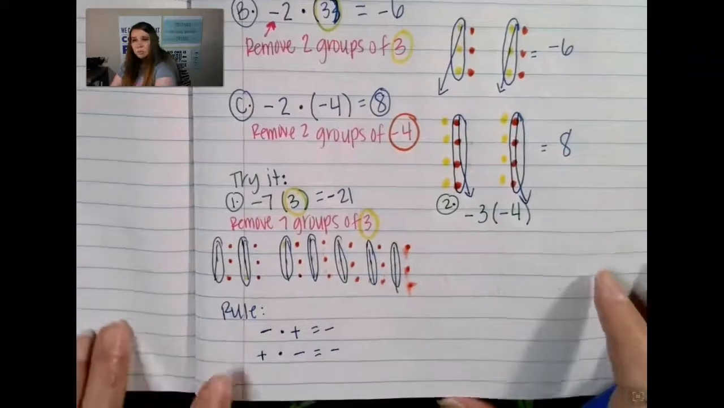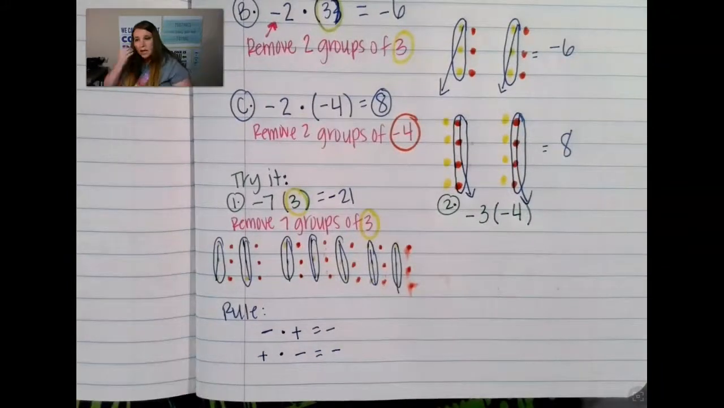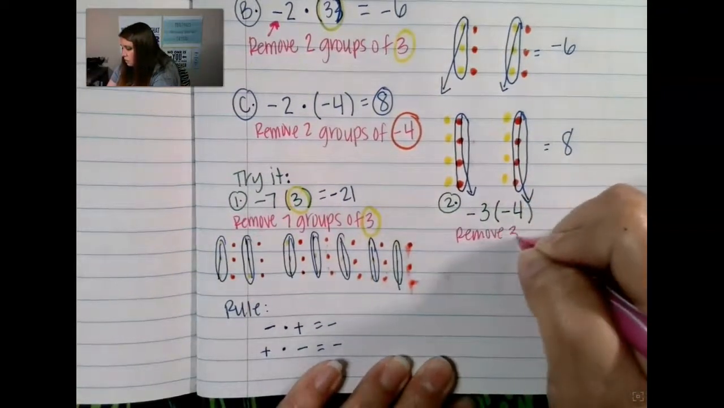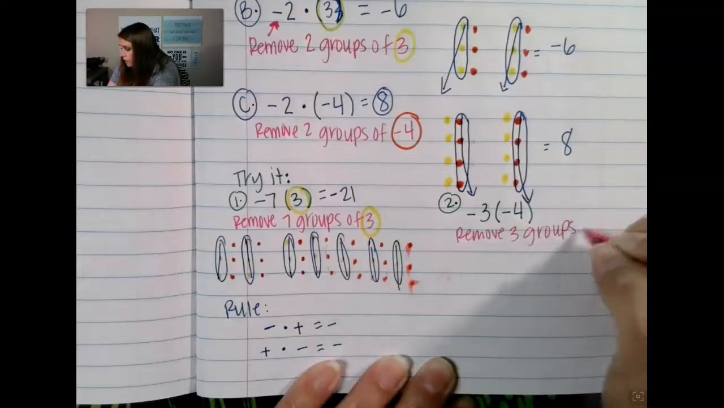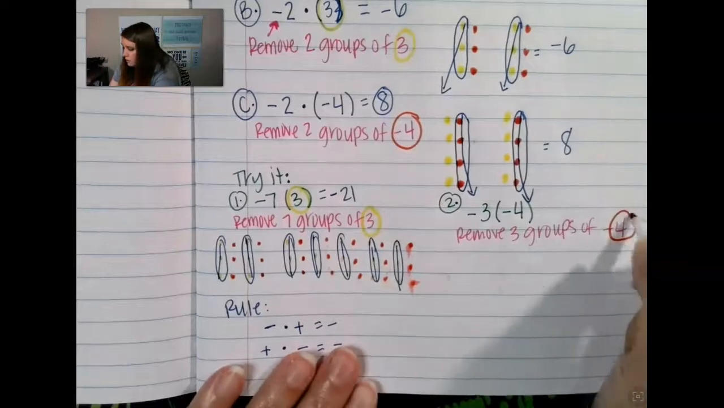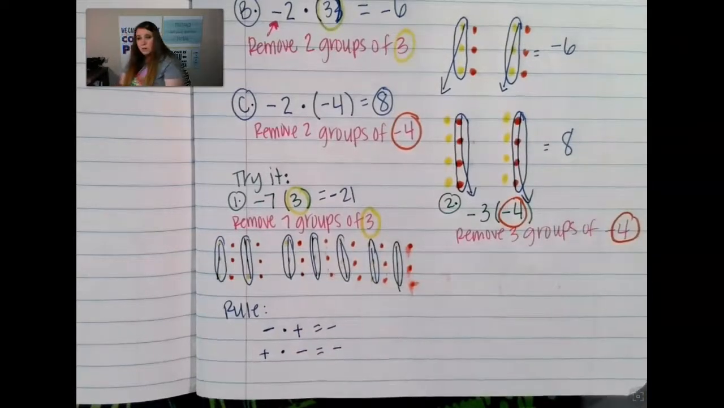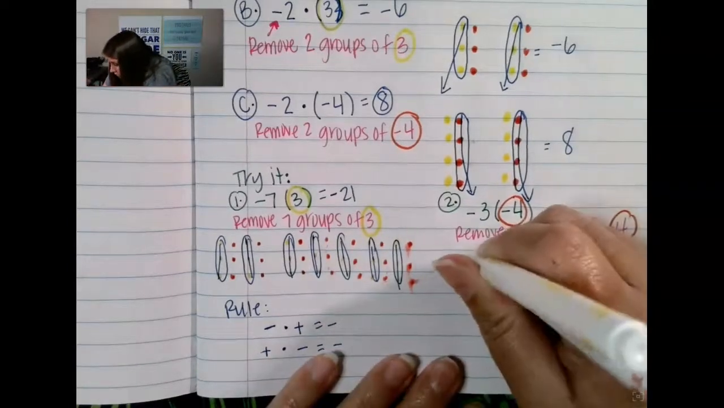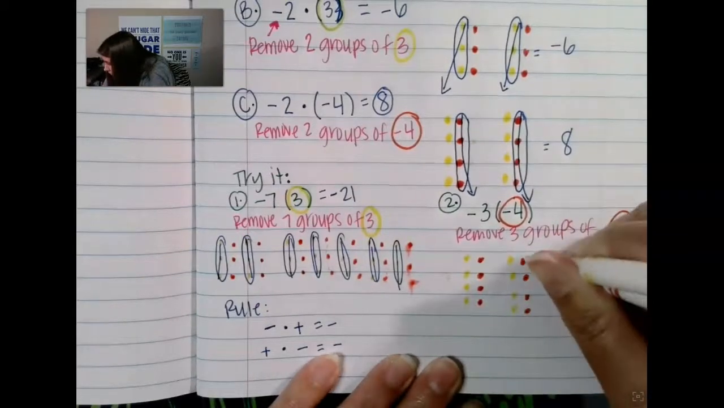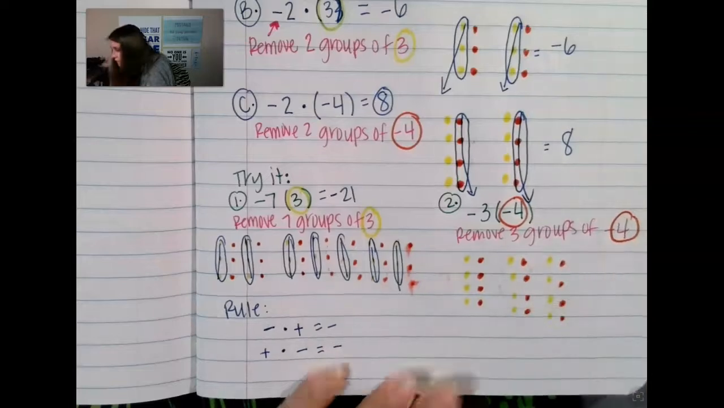Okay, let's check out this one right here. So this one says that I have negative 3 times negative 4, or I need to remove 3 groups of negative 4. So I need to remove 3 groups of negative 4. So I need to create the possibility because there's nothing there to remove except all my little marks from my hand. So instead I'm just going to make 3 groups, 1, 2, 3 groups of negative 4, or 3 groups of 0 pairs because that's what it's asking for.